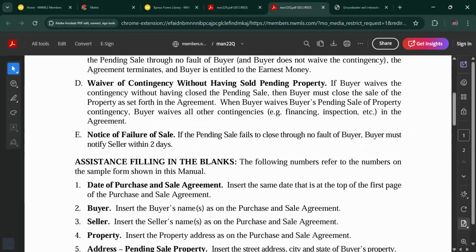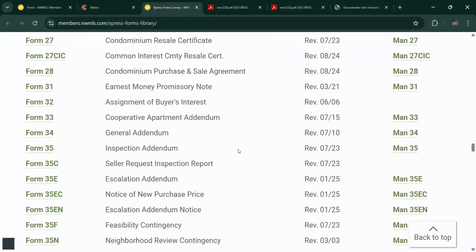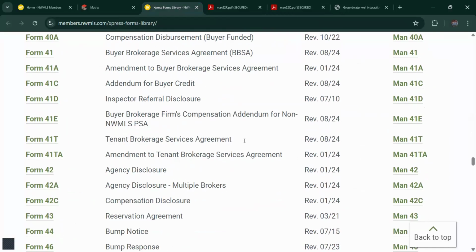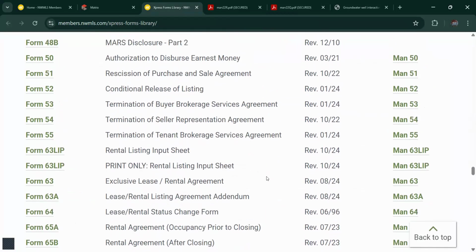So if the pending sale fails to close through no fault of buyer, buyer must notify seller within 2 days. So there's the word must. So you got 2 business days to notify the seller of that deal falling through. And if they fail to provide that notice within that time frame, then they're in default. I think at that point the seller could probably kick them to the curb and keep the earnest money. Yeah, I would say, you didn't notify us.